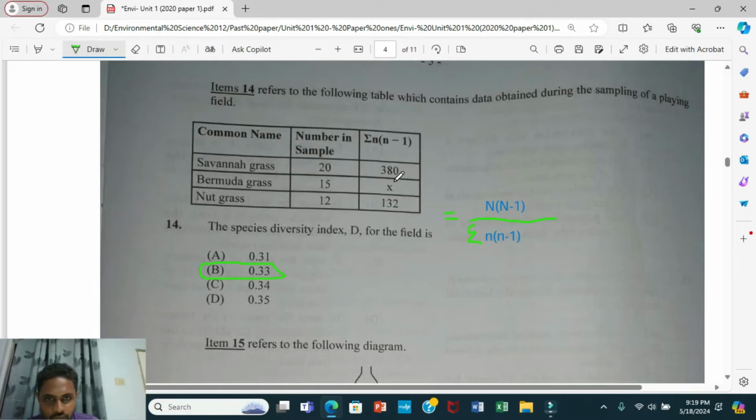Further, you have to calculate X. And of course, the capital N here is the number of species, the abundance. That's it right there. So 20 plus 15 plus 12 would be 47, right?